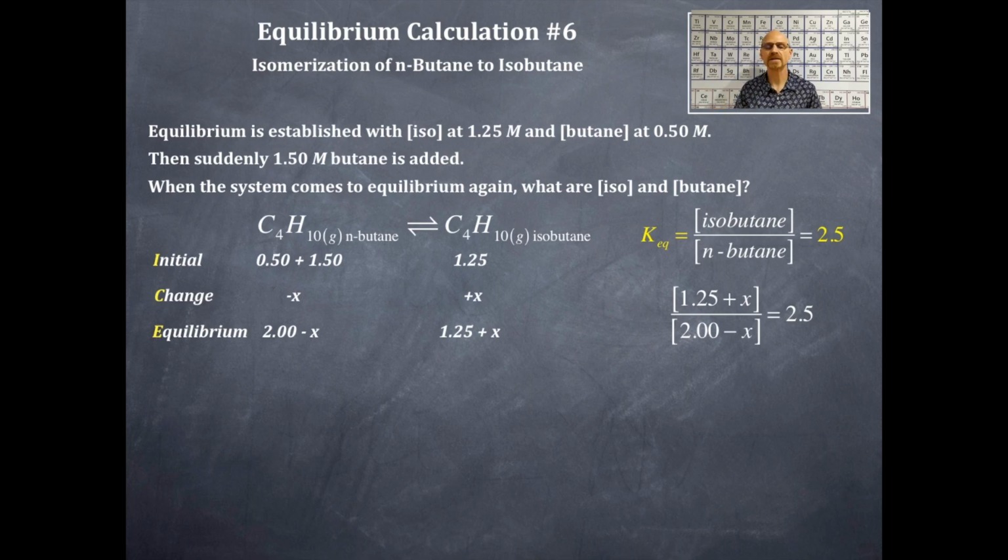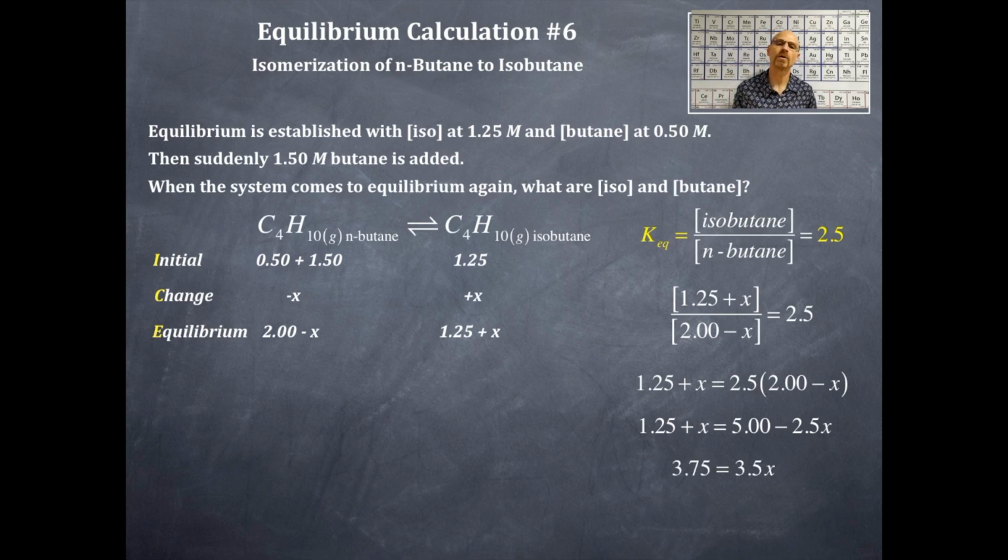So I'm going to solve this mathematically for x. I'm cross-multiplying, if you will, right here. Now I need to distribute that 2.5 over the 2 and the minus x. Now I'm going to bring all my x terms to one side and my non-x terms to the other side. Now I'm going to divide by the coefficient in front of the x on both sides. And then that will give me a value of what x is equal to. That's 1.07. Now 1.07 is not any of the concentrations.